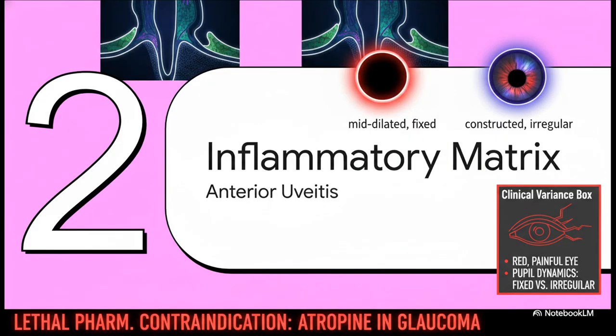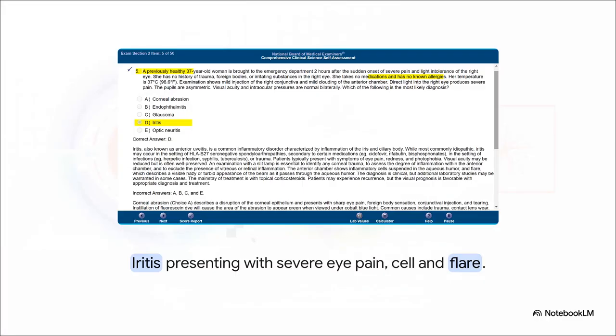Which brings us to Module 2, the inflammatory matrix, anterior uveitis. Let's see how this builds into a really deceptive clinical mirror. Instead of a mechanical block, we're now looking at an inflammatory matrix. If you look at this diagnostic slit lamp signature, you'll actually see leukocytes floating right there in the anterior chamber. We call this cell and flare. You might even spot a hypopyon, which is when those inflammatory white blood cells settle at the very bottom of the chamber. This signals severe anterior uveal tract inflammation.